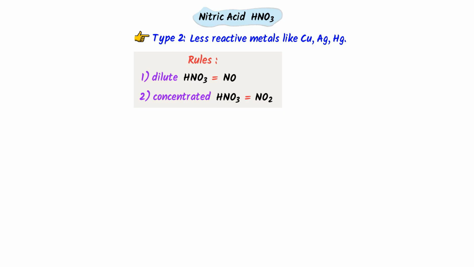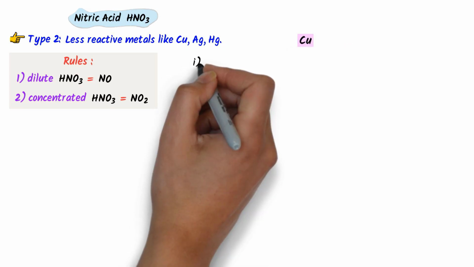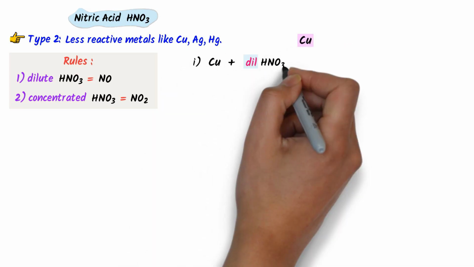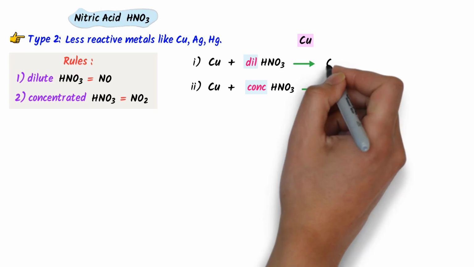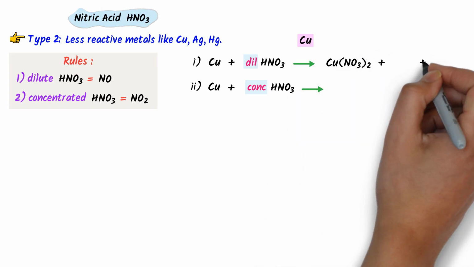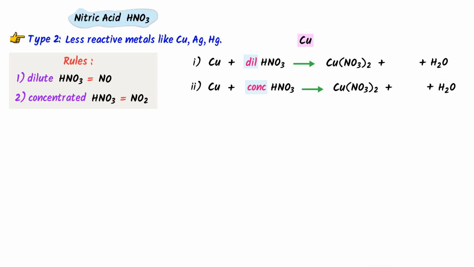For example, consider a less reactive metal like copper. Let copper react with dilute nitric acid and copper react with concentrated nitric acid. As usual, in both reactions, copper nitrate and water are produced. I write copper nitrate plus water and copper nitrate plus water.